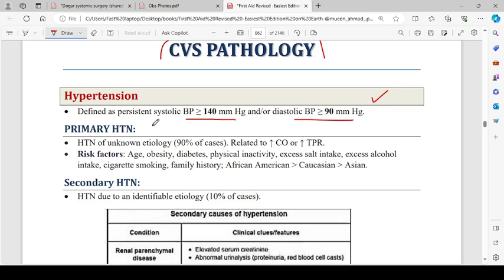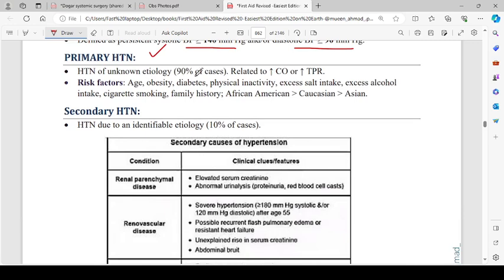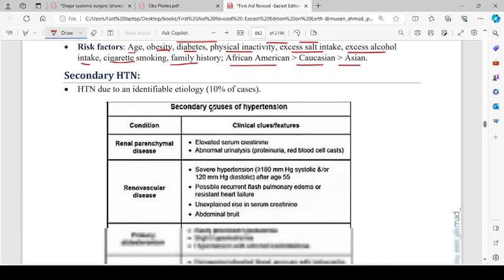So what is primary hypertension? Hypertension of unknown etiology, like 90% of the cases, is related to increased cardiac output or increased total peripheral resistance. Okay, the risk factors are age, obesity, diabetes, physical inactivity, excessive salt intake, excess alcohol intake, cigarette smoking, family history. And for the family history, there is also genetic predisposition that Afro-Americans are more prone to develop hypertension than Caucasians, and Caucasians are more prone to develop hypertension than Asians.